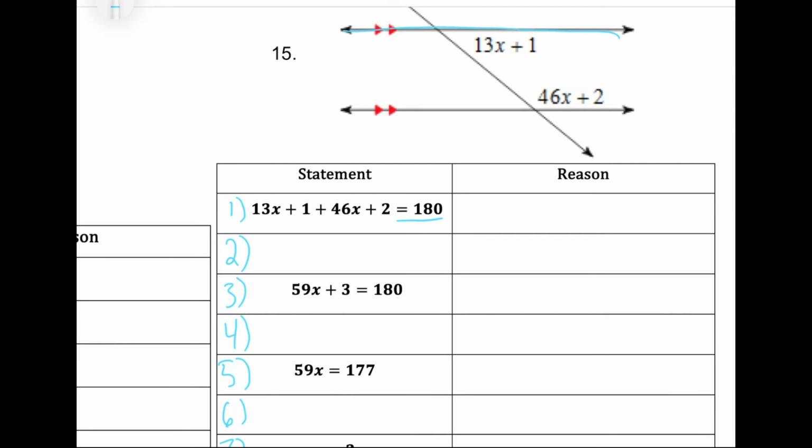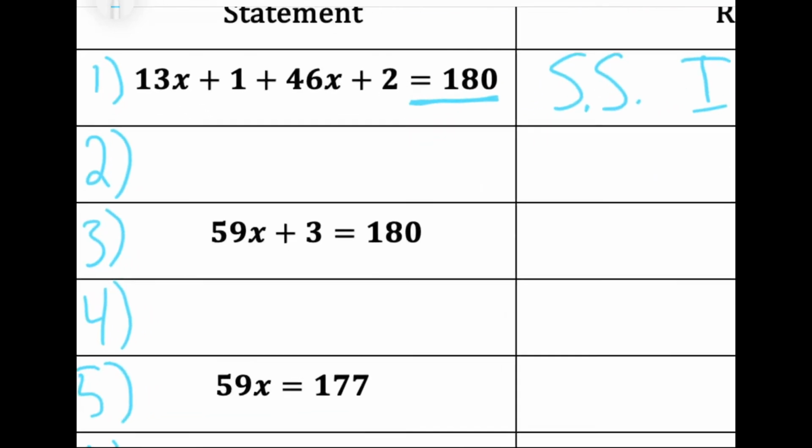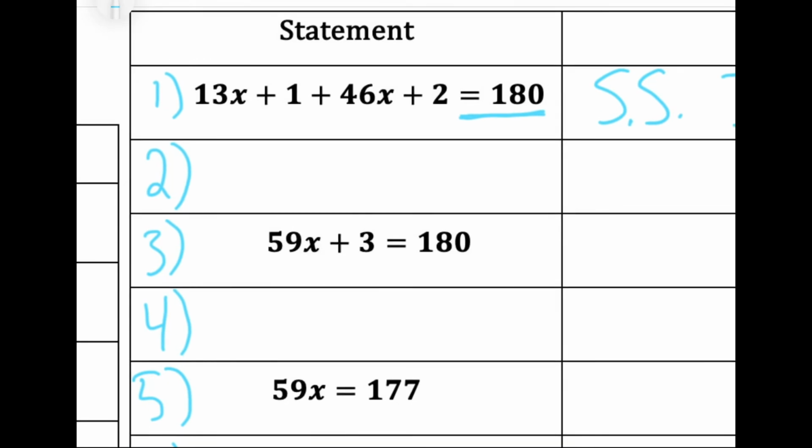Well, we have two parallel lines. Both of them are on the inside, and they are on the same side of the transversal. So the reason why I know both of them added together give me 180 is because of same side interior angles. Now, how I presented it in class is that what changed in between statement 1 and statement 3. Hopefully you can see that they actually combined like terms.